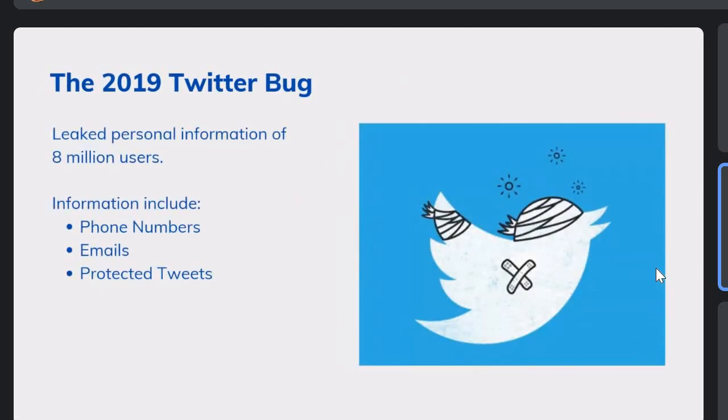Similarly, the 2019 Twitter bug. In 2019, Twitter was fined by the EU for leaking personal information of about 8 million users. The leaked information included phone numbers, emails, and protected tweets.